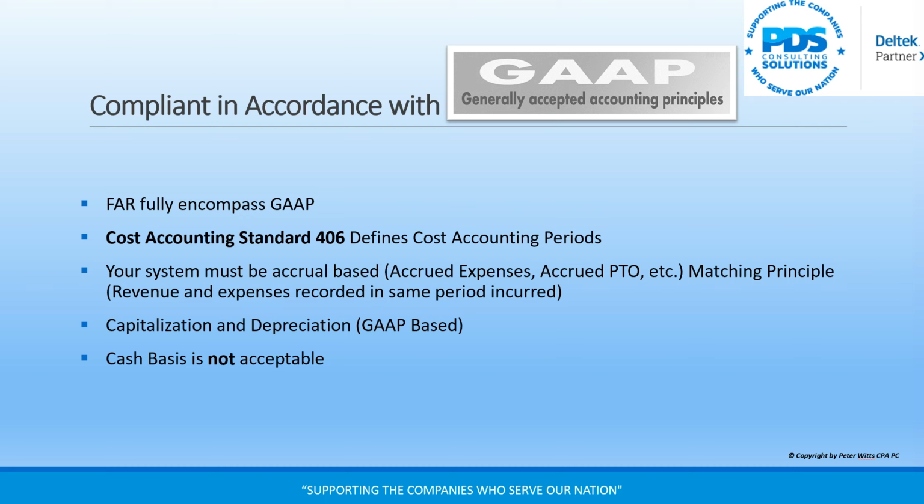And the one issue that always comes up, and a question that comes up, especially with companies starting out, is can it be a cash-based system? A lot of companies start out with cash-based accounting. So for a compliant cost-type contract to have a compliant accounting system in government contracting, it cannot be cash-based. It has to be accrual-based.